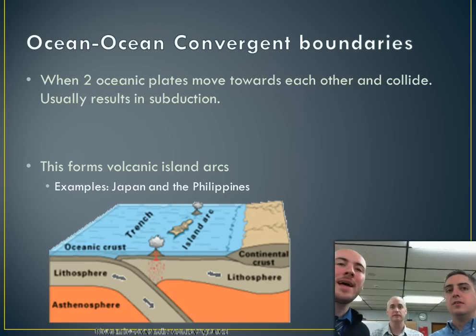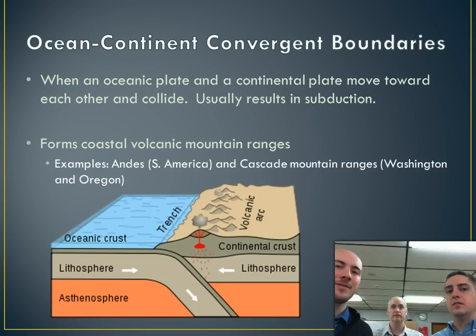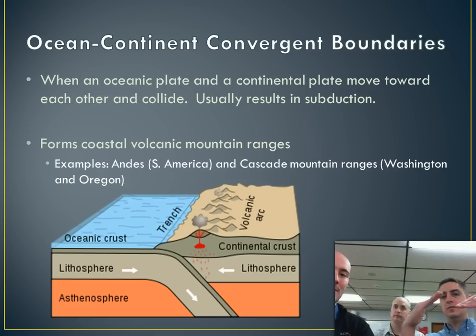But anyway, an ocean-continent convergent boundary means you have an ocean plate and the other plate is a continental plate, meaning it's all land on this one. And this one also usually ends in subduction. The ocean plate usually slides under, and it pushes lava up.